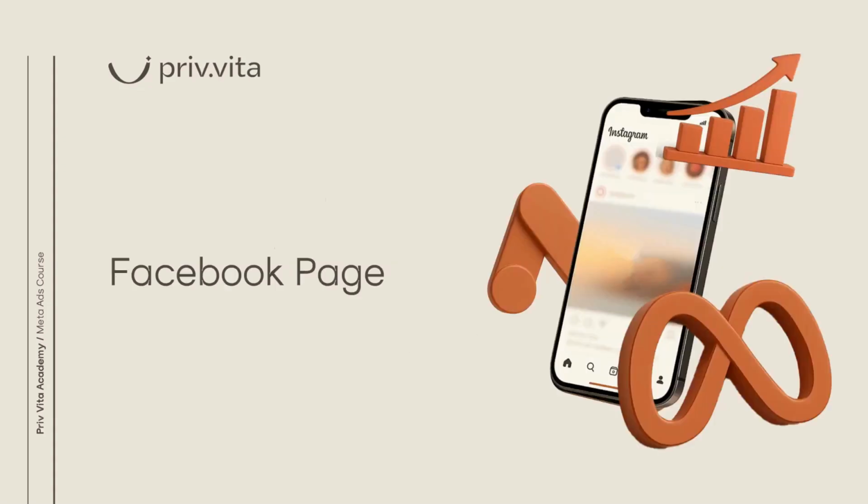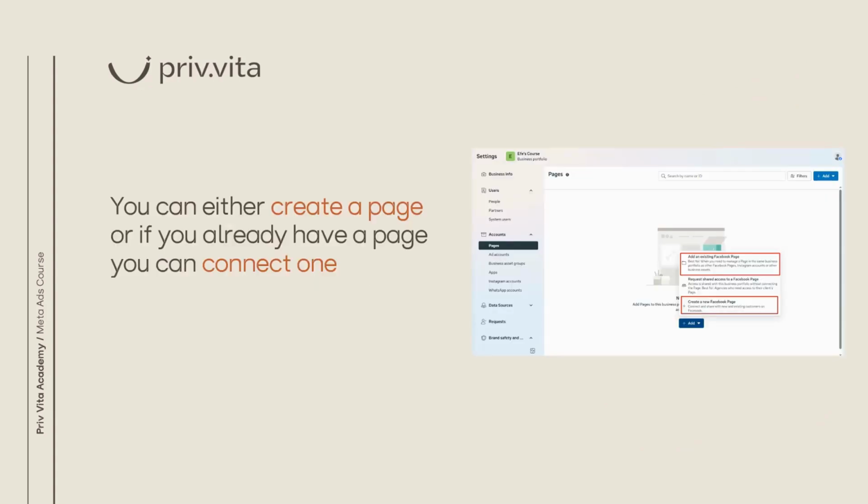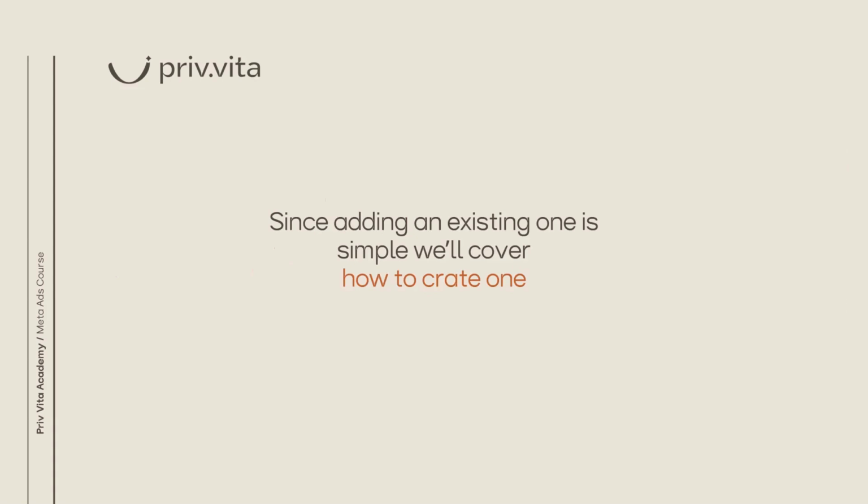Now, let's get you a Facebook page set up, since it's mandatory to have one to run your ads. You don't need an Instagram account, but a Facebook page is required. If you don't have an existing page, you can create one from here. Or if you already have one, you can link it to your Business Manager from here. Since adding an existing one is simple, we will only cover how to create one in this video.